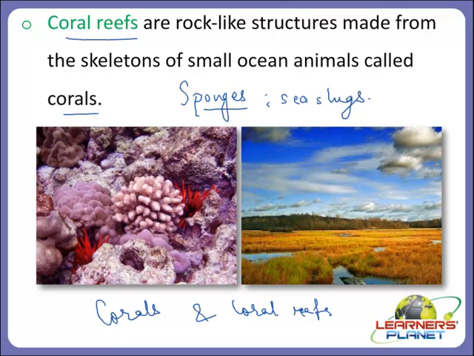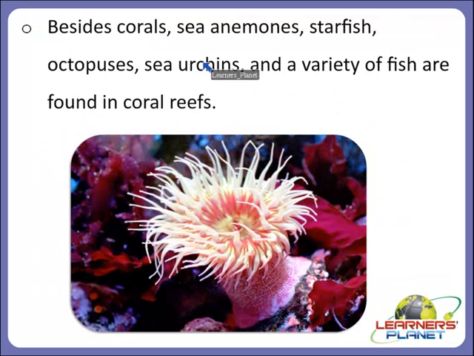So we can say that numerous different animal species inhabit coral reefs around the world, and they vary tremendously in size, shape and color. And don't you think that only corals are found in the coastal habitat? No. Besides corals, sea anemones, starfish, octopuses, sea urchins, and a variety of fish are found in the coral reefs.